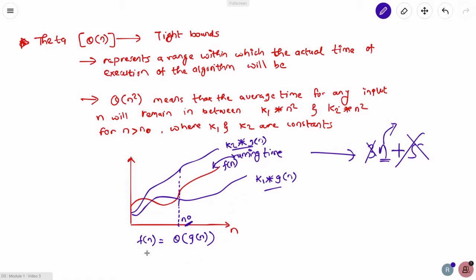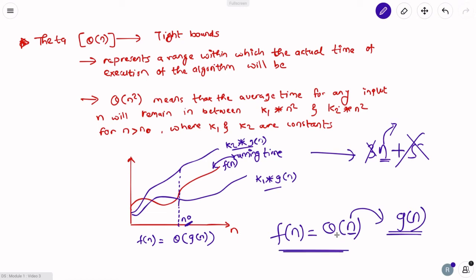Suppose I say that f of n is equal to theta of n. In this case, this n is nothing but g of n. So when we say that the time complexity of the program is theta of n, that means the actual running time of the program is always going to lie between k1 into n, because in this case n is our g of n, and k2 into n. So this is kind of a tight bound for our program.